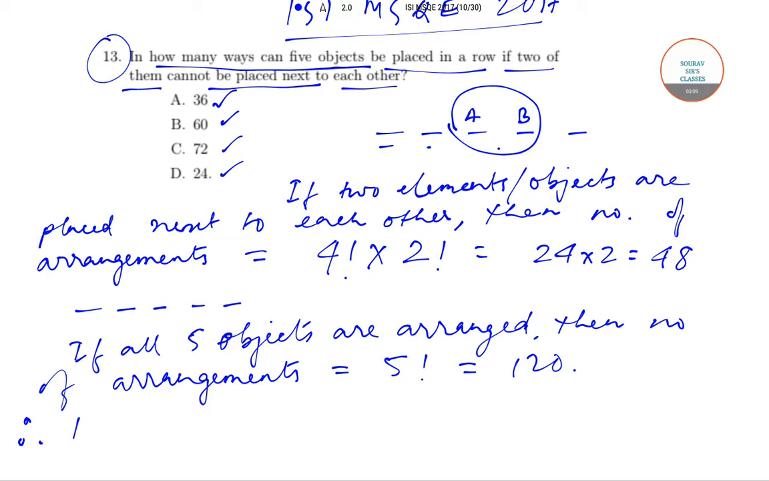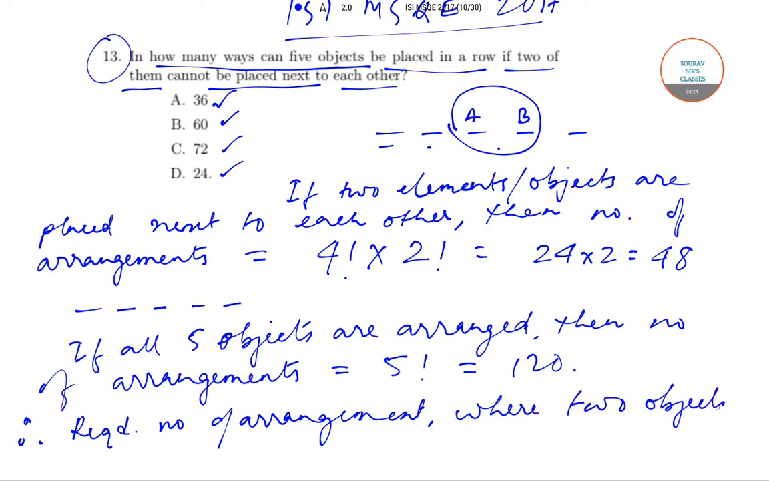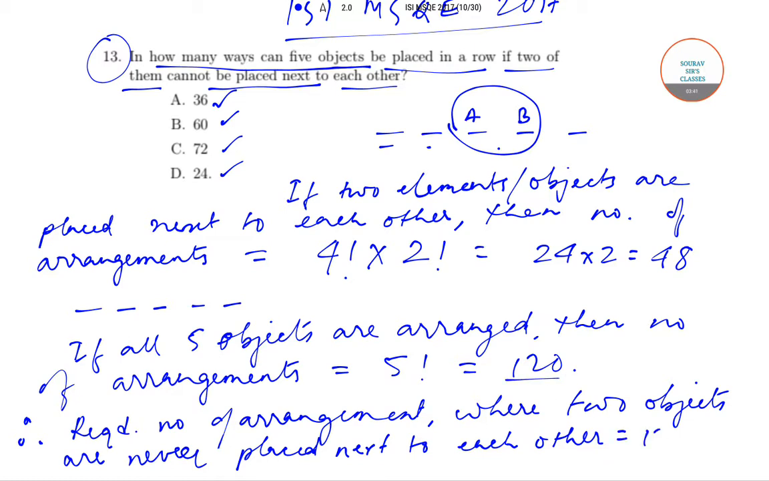So the required number of arrangements where 2 objects are never placed next to each other will be equal to, the total case is 120 and the together case is 48. This is equal to 72, which is the option C.